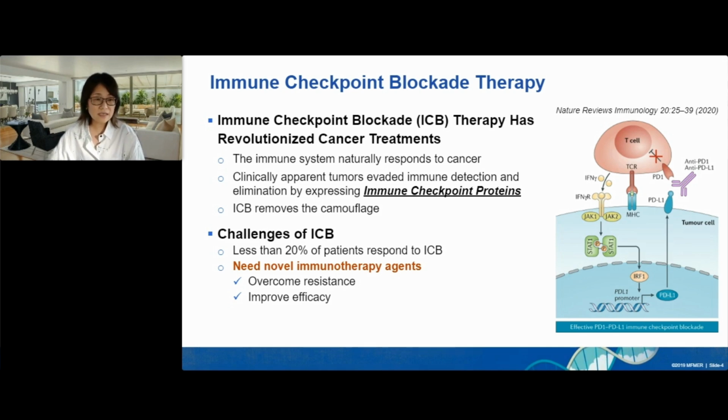However, the efficacy of ICB remains limited and is well below 20% today. Therefore, even though immune checkpoint blockade therapy has revolutionized cancer treatment, novel immunotherapy agents are being actively developed to overcome resistance and to improve efficacy.